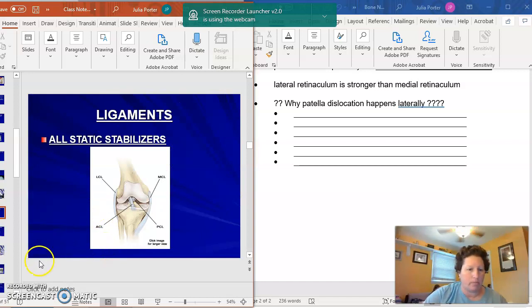And we'll stop right there for the bone section, and I'll continue on tomorrow with the ligaments.